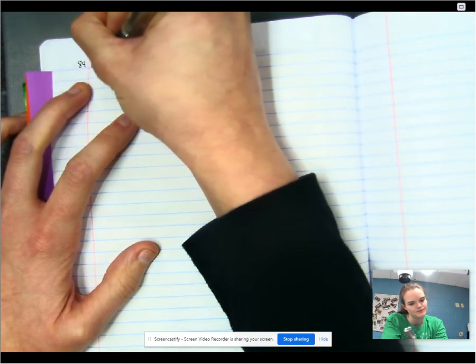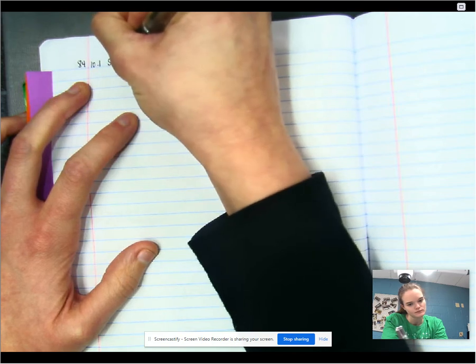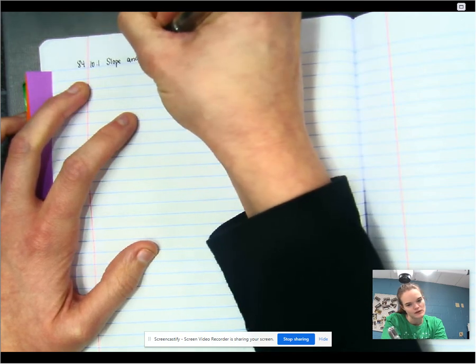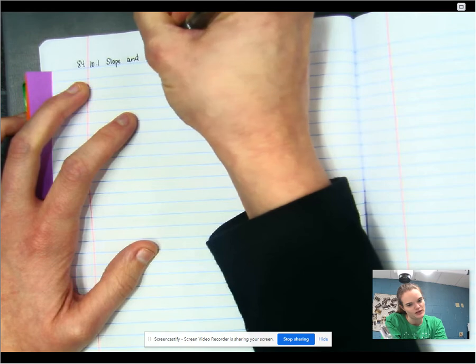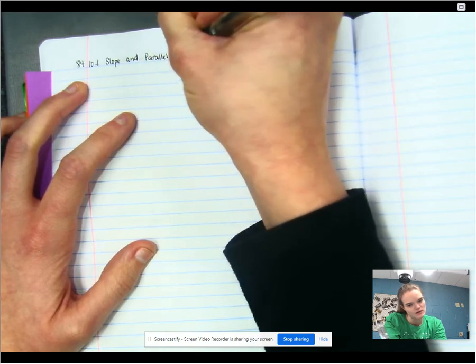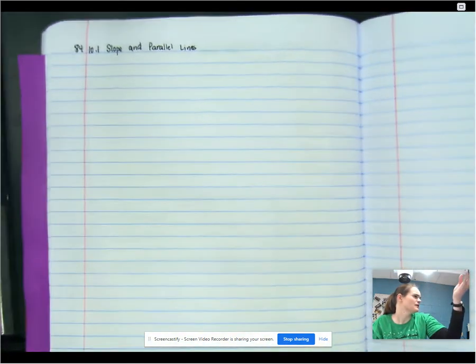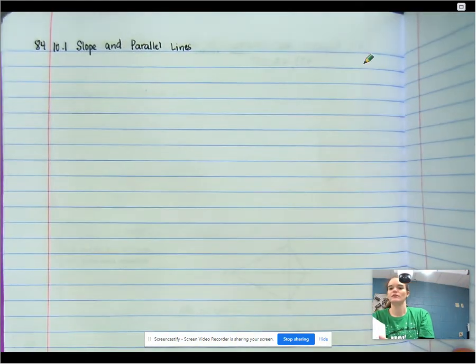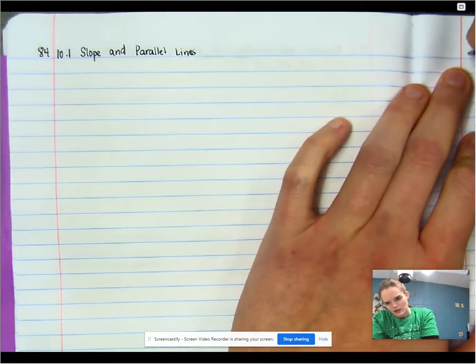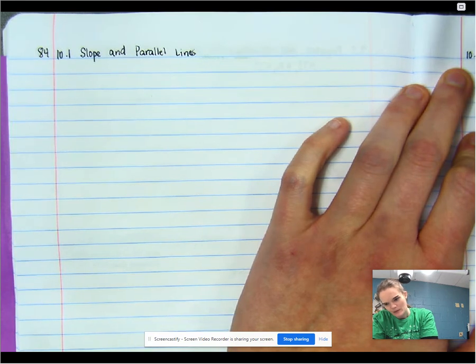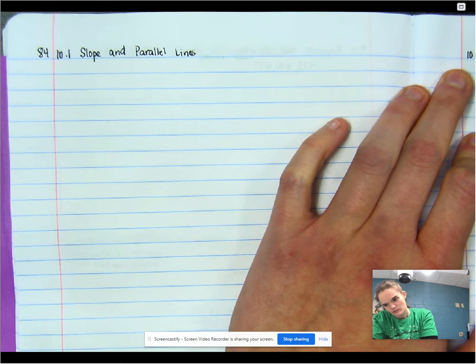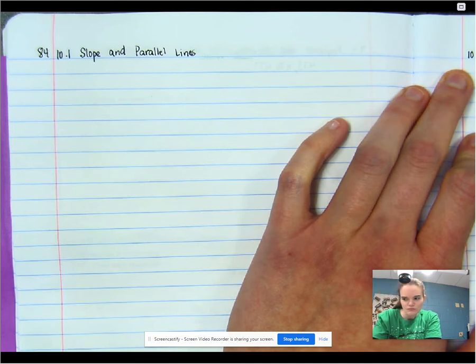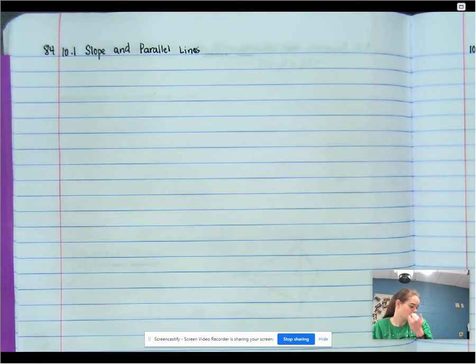.1 slope. We are going to do both pages today. Zoom in so you can see that, and I'm labeling 85 the same thing while you're writing that down. Okay.